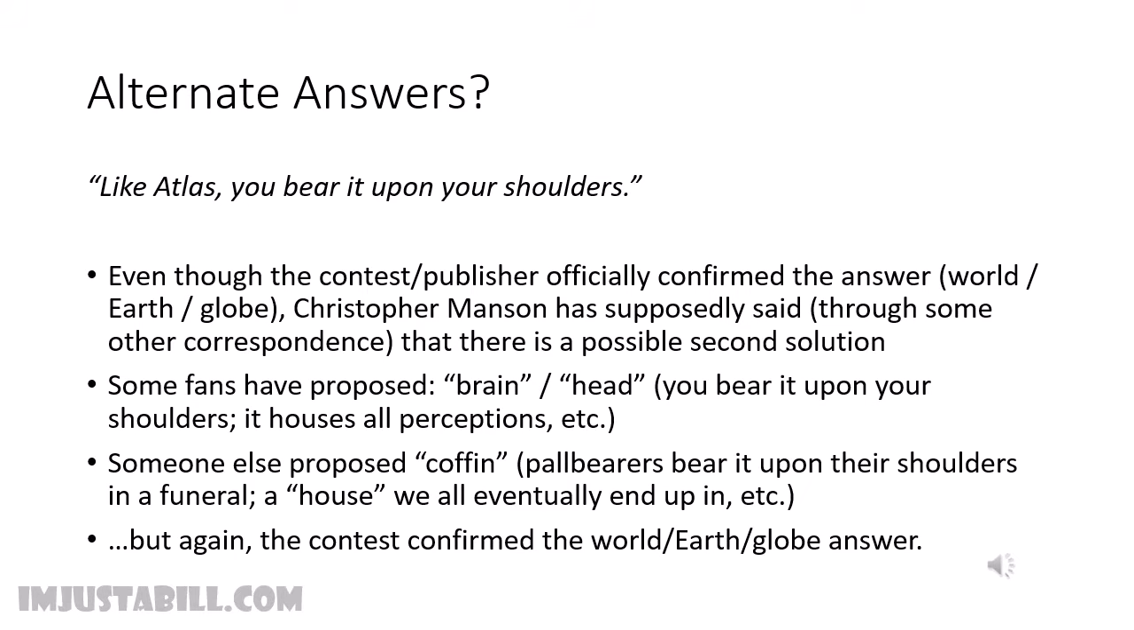So what house will all live in? Like Atlas, you bear it upon your shoulders. Well, we all bear our head, our brains above our shoulders. And it houses all our perceptions of people, and everybody is their brain. Now, some other fans have proposed coffin. You bear it upon your shoulders. If you're a pallbearer, you bear the coffin upon your shoulders. And it's the house that all will live in, because in the end, we will all be in a coffin. But again, the contest confirmed that world, Earth, globe, is the official answer.